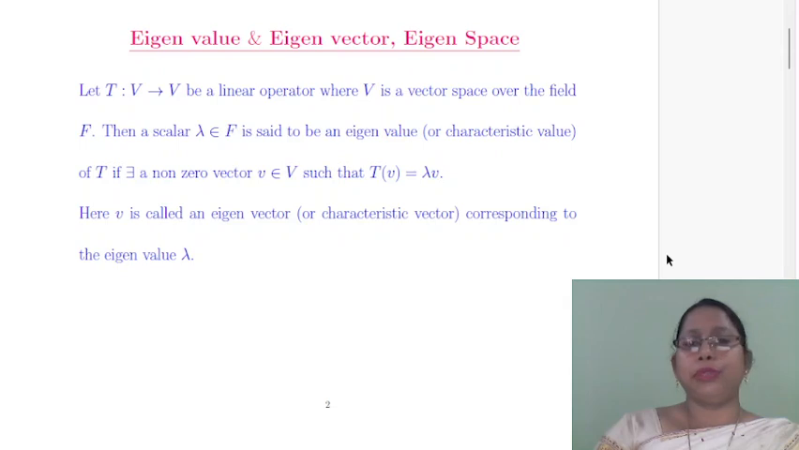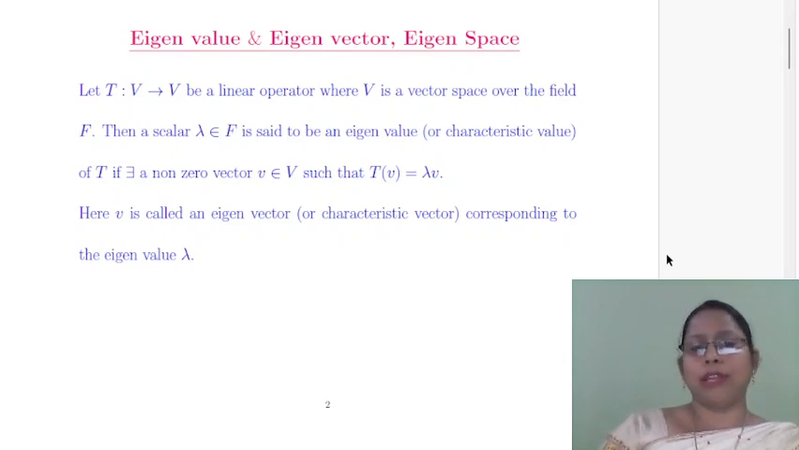Let T from V to V be a linear operator, where V is a vector space over the field F. Then a scalar lambda belonging to F is said to be an eigenvalue, also known as characteristic value, of T if there exists a non-zero vector v belonging to V such that T of v is equal to lambda v. Here v is called an eigenvector or characteristic vector corresponding to eigenvalue lambda.